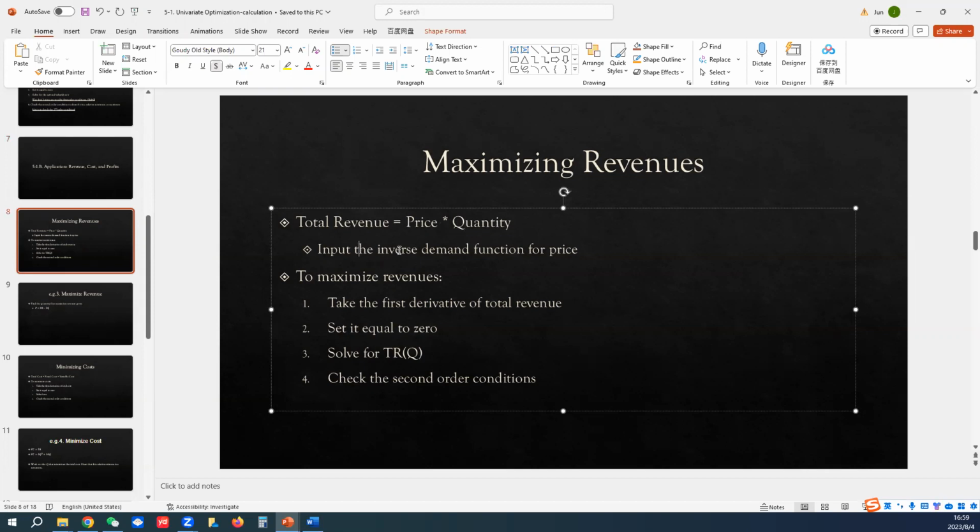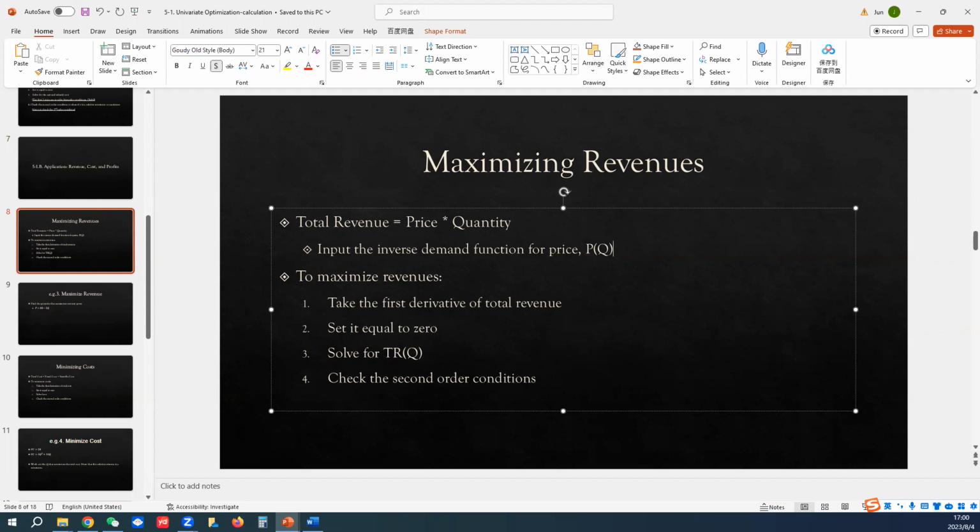And here we need to input the inverse demand function for price, which means price is expressed as a function of quantity. Why is that? Because quantity is what you can control as a firm, right? You can easily change your production plan to produce more or less, rather than persuade consumers to accept a higher price or not.